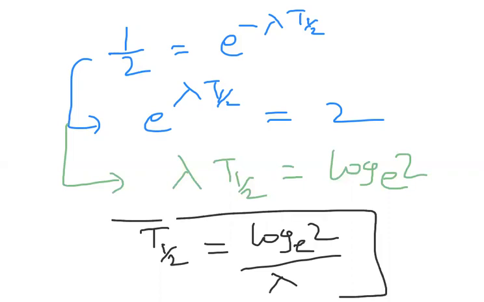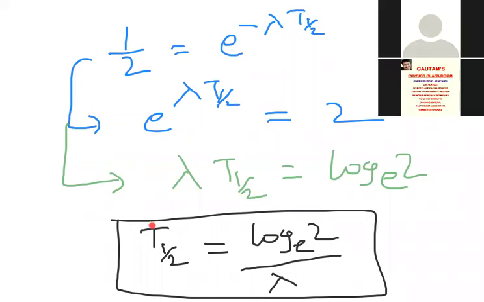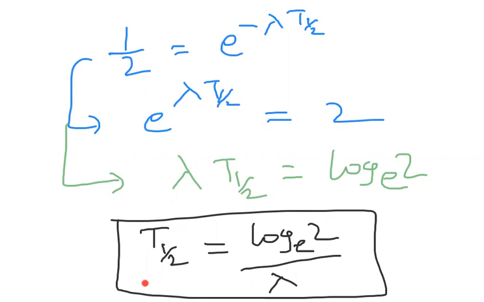This is the relation between half life and radioactivity. Observe carefully, beta: t of half is called the half life, and lambda is called the decay constant. The relation between half life and decay constant is t of half equal to log 2 base e by lambda. I hope you understood how we got the half life expression. Let us check the next one.